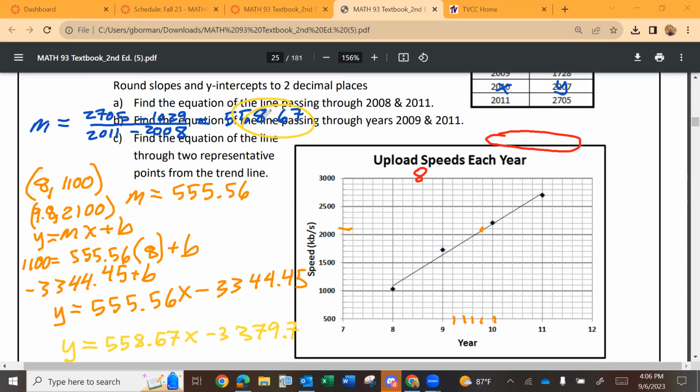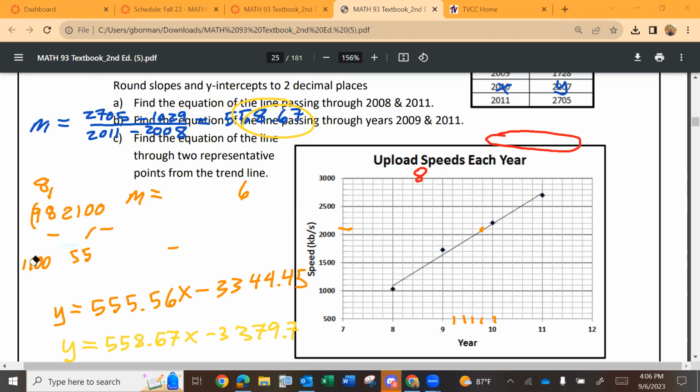Okay. All right. Let's have a follow-up question, because I know it pops up on a lot of these. Let's get rid of some of this. A follow-up question is, what would we expect the kilobits per second to be in, say, 2012? So in the year 2012, what are we expecting?